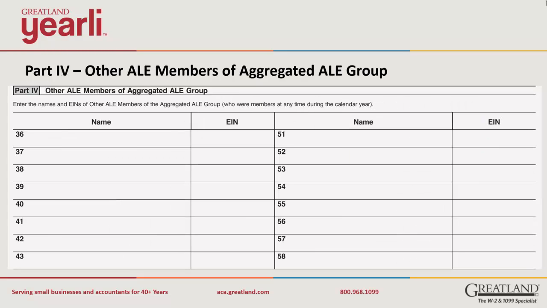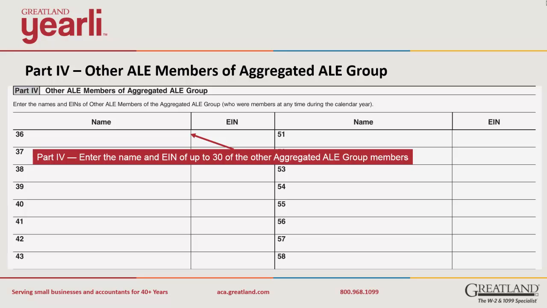If the employer checked yes on line 21, indicating that the employer is a member of an aggregated ALE group, the employer must complete Part 4. Enter the name and employer identification number of up to 30 of the other aggregated ALE group members.